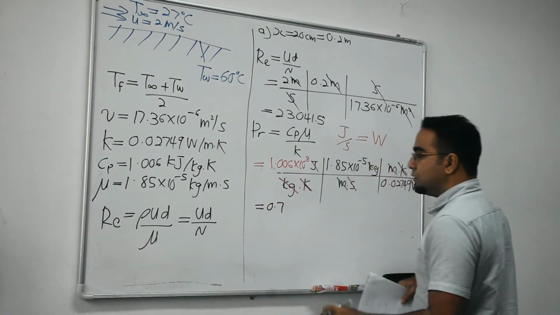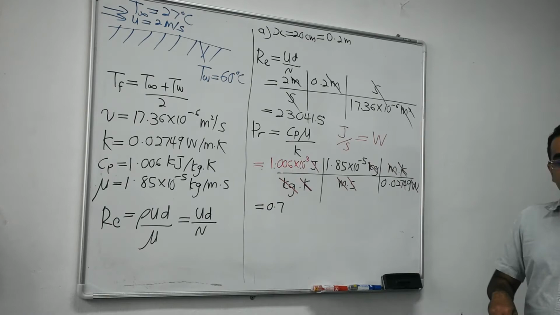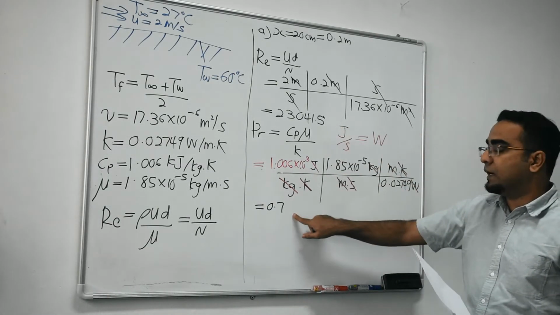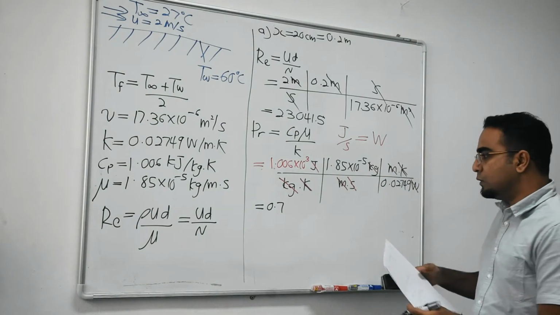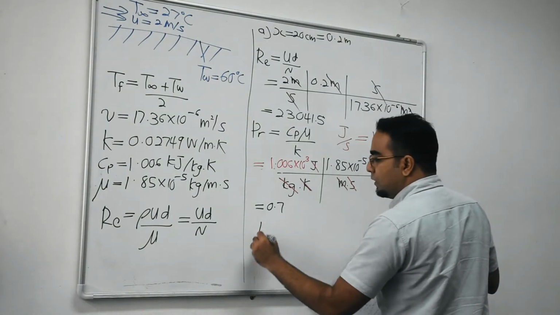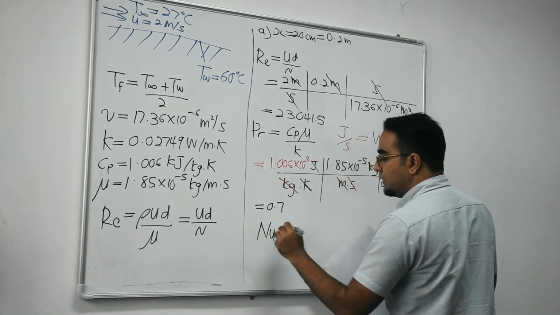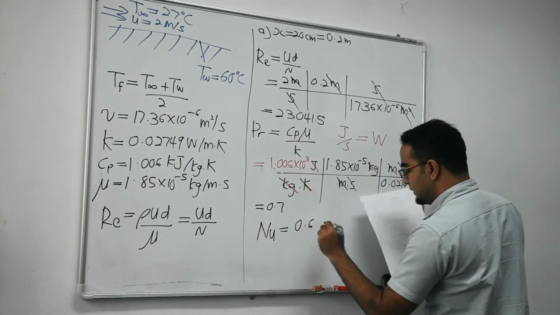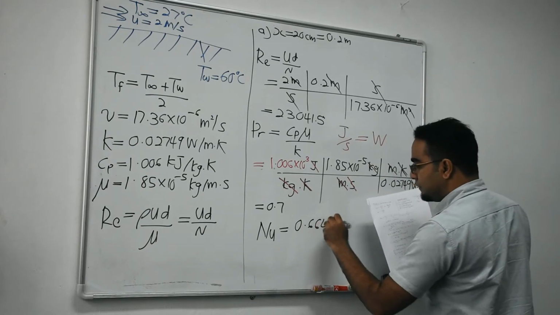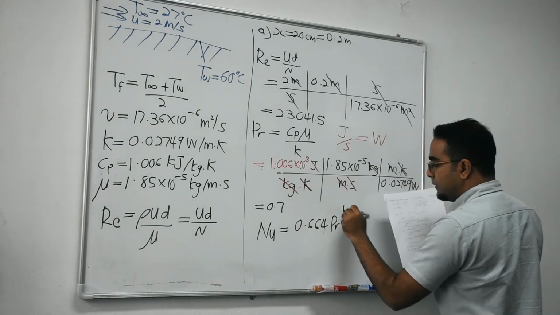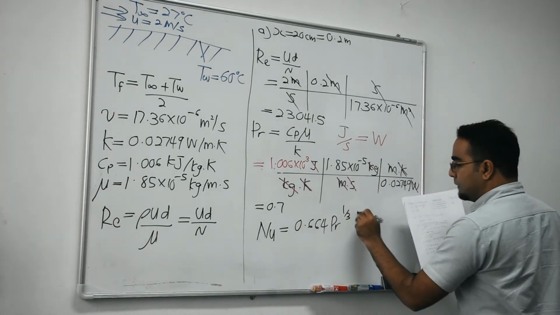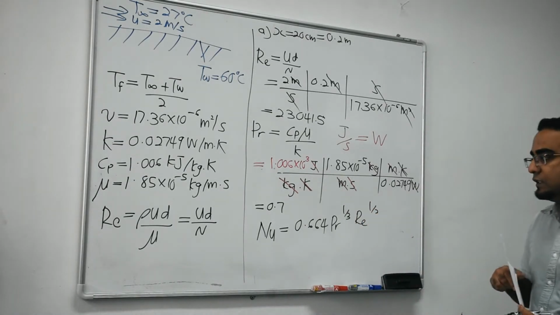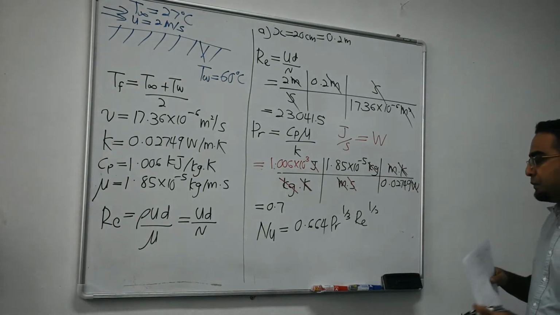Solving this, you get a value of Pr equal to 0.7. So again, if you look at our flowchart, we know that Reynolds number is laminar, Pr number is less than 100. So this is the equation for Nusselt number that we will use. Nu is equal to 0.664 Pr to the power of one third times Re to the power of half. So this is the equation for Nusselt number.